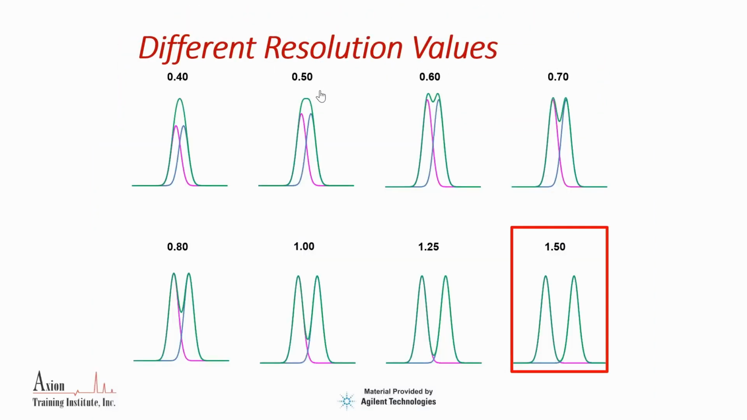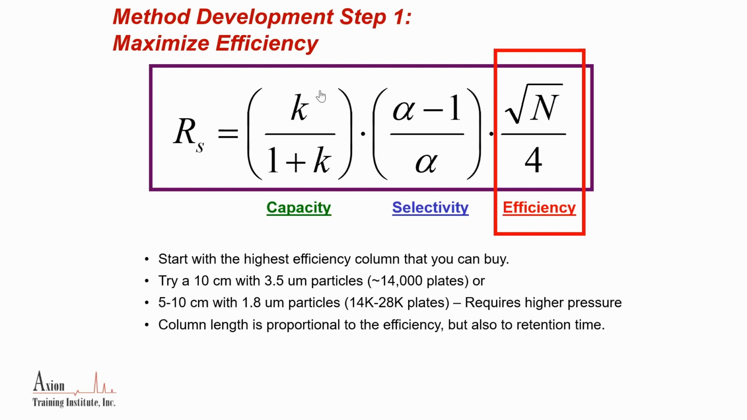Okay, our goal is 1.5. We want to touch that baseline. We really don't like peaks that don't touch the baseline. We don't like the valley because we're going to assign some peaks, some molecules to the wrong peak. In other words, we have some of the first peak tailing into the second, some of the second fronting into the first. So we really want to make sure we touch the baseline in between the peaks.